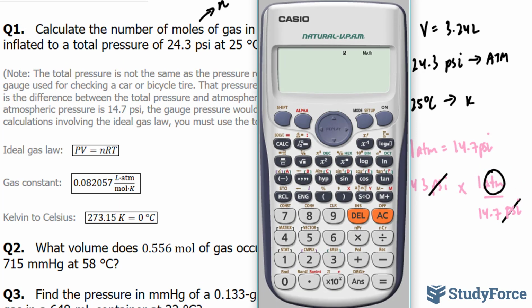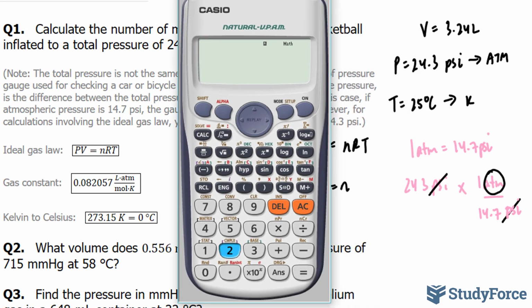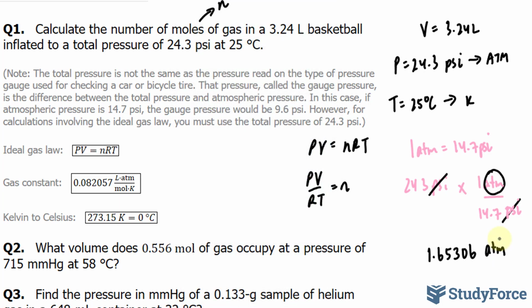Our final answer should have 3 significant figures. So we have 24.3 times 1 divided by the number underneath, 14.7, and this gives us 1.65306. And as I mentioned, this needs to be 3 significant figures, but I don't want to round just yet because it will throw off my final answer. What I'll do instead is put a dot underneath the last significant figure that needs to be kept. So now we have our pressure in ATM, that's good, and I can start to substitute that in.